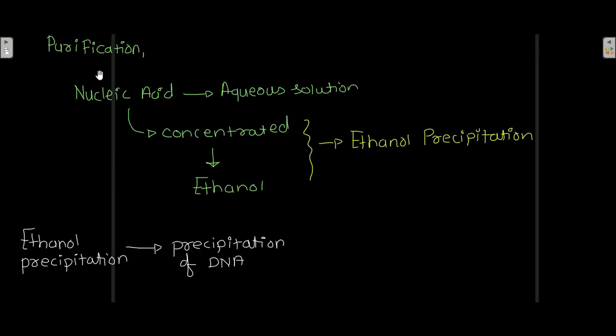After purification, after getting that aqueous solution, you can concentrate the nucleic acid present in the aqueous solution using ethanol. The nucleic acid of the aqueous solution can be concentrated by using ethanol, and this is known as ethanol precipitation.